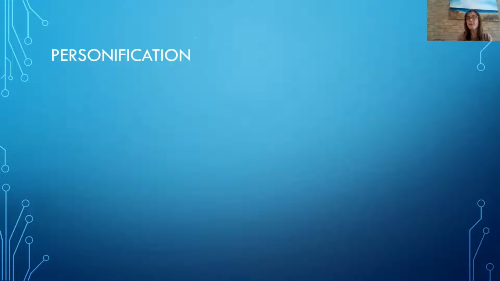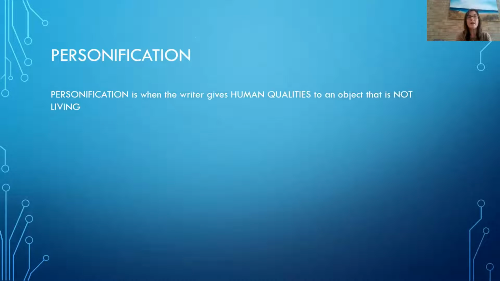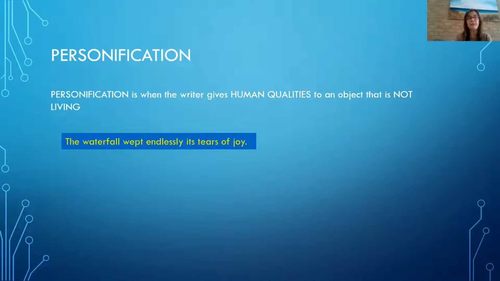Let's now look at personification. The clue is in the word, really. Can you see the word person in the word personification? So yes, personification is when the writer gives human characteristics or human qualities or actions to an object that is not living. So to an object that is not human. So it gives them human qualities, using words that are to do with being a human. For example, the waterfall wept endlessly its tears of joy.